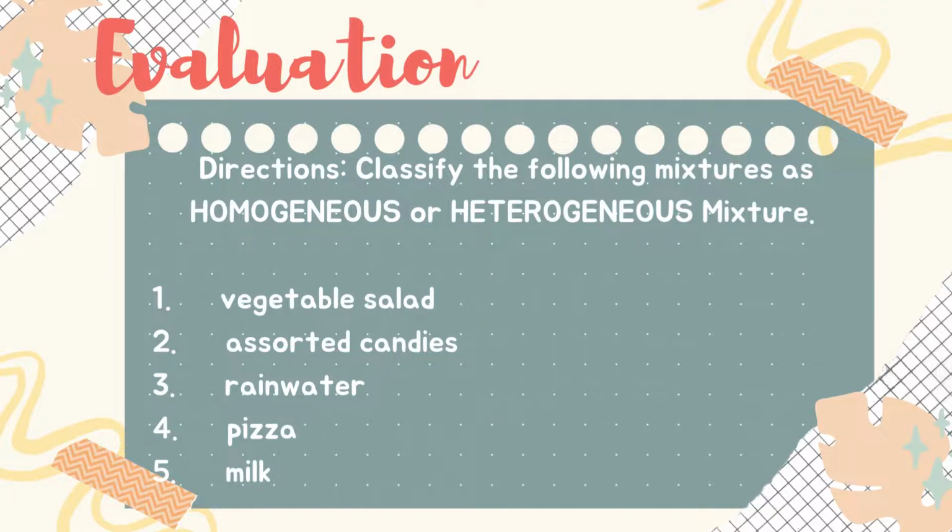Time's up. Let us check your answers. If you answered heterogeneous for vegetable salad, then you are correct. Heterogeneous for assorted candies, you got it right. Rainwater is an example of homogeneous. Perfect. Pizza is an example of a heterogeneous mixture.